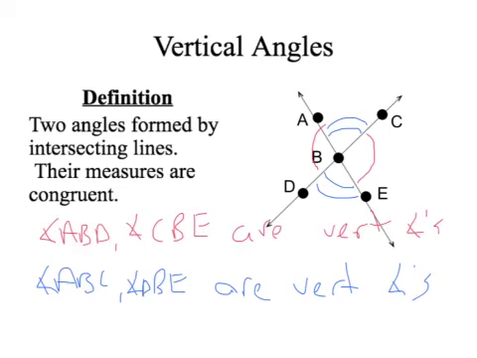So vertical angles are formed by intersecting lines. You'll have a pair on top and a pair from left to right, and their measures are congruent. Therefore, if the top is 10, the bottom measure has to be 10 also. That would mean if the left angle is 170 degrees, the right angle also has to be 170 degrees. So vertical angles are across from each other, formed by intersecting lines, and their angle measures are congruent.